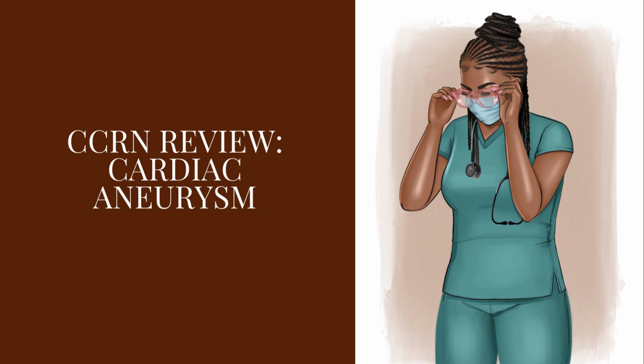For the purposes of the CCRN exam, we're going to talk about the two types of aneurysms regarding the aorta. We have an abdominal aortic aneurysm, and we also have a thoracic aortic aneurysm, and the symptoms are somewhat different. It's important to know the presenting symptoms of the two. Now, if a patient comes in with an abdominal aortic aneurysm, if the aneurysm is small and intact, they might have no symptoms like we spoke about before.